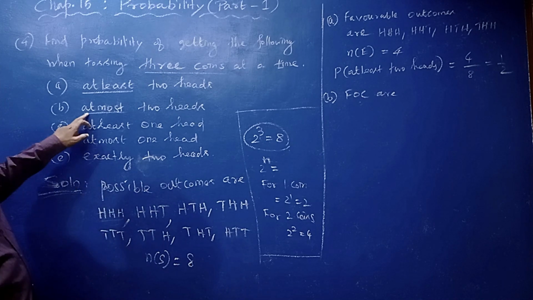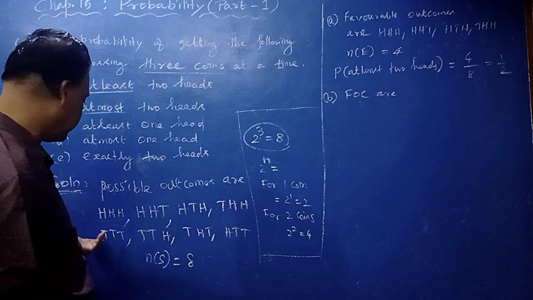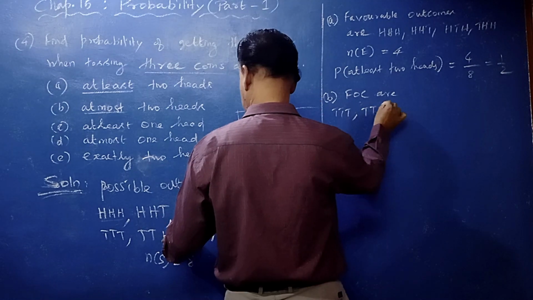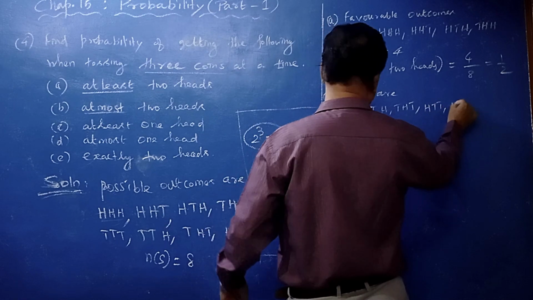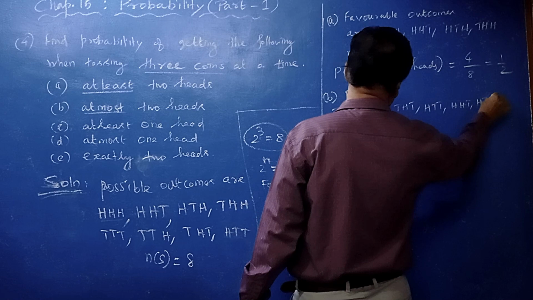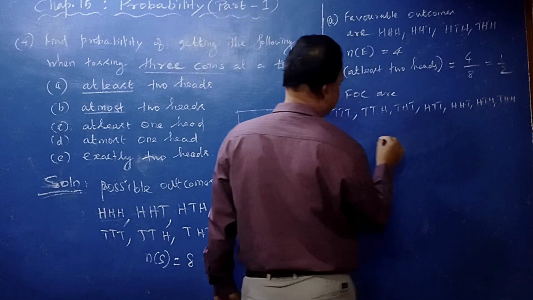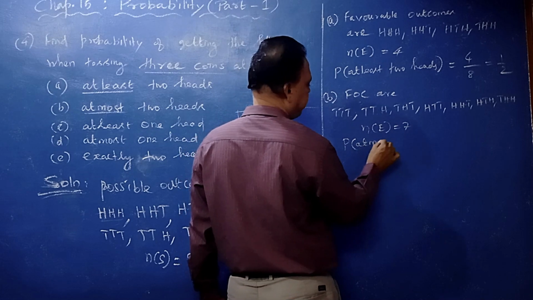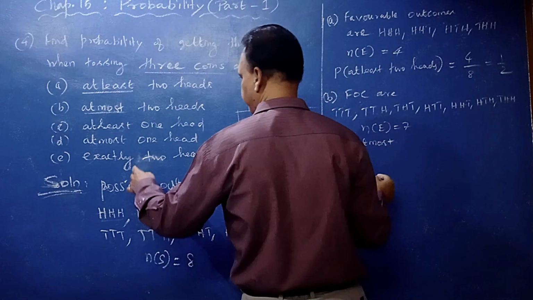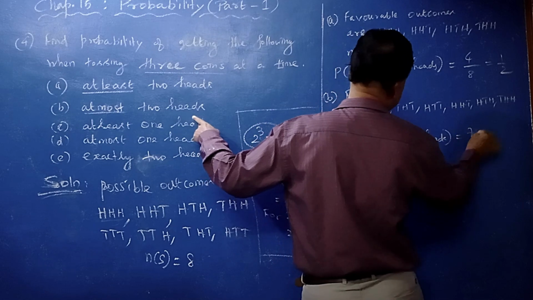So remember, at most 2 heads means all outcomes will come except the one with 3 heads, right? Maximum 2 heads. It may be 0 heads also. So here TTH, THT, HTT, then HHT, then HTH, then THH. So total how many? 1, 2, 3, 4, 5, 6, 7. So n of E is 7. Therefore, probability of at most 2 heads is equal to 7 by 8.